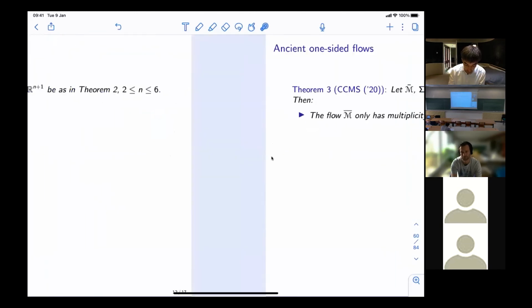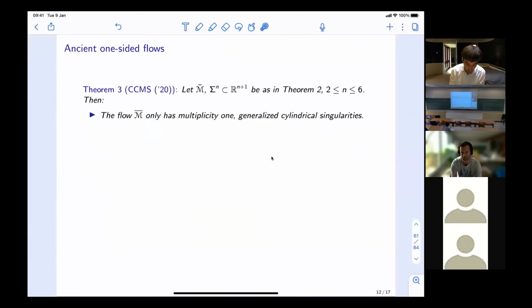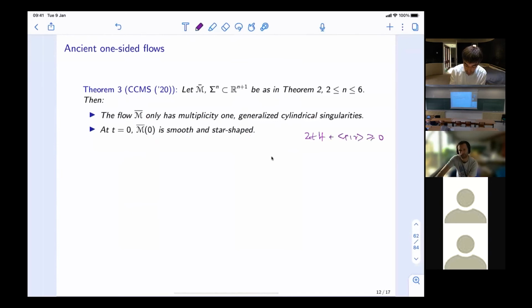Now here is a bit of strengthening. This is a bit more for the specialists. This weak flow on one side has only generalized multiplicity 1 generalized cylindrical singularities, spheres and cylinders. As I said before, this flow, we then get exactly this condition. What we get later is that 2 times h plus x comma nu is greater or equal than 0. But you see at time 0, that term goes away. That means x comma nu is positive. That's star-shapedness. So at time 0, that flow is smooth and star-shaped, especially has no topology.